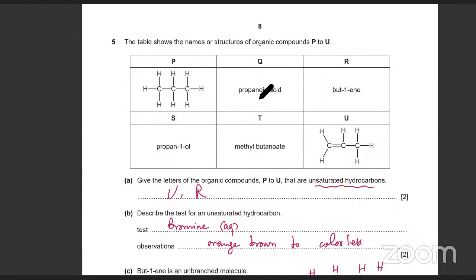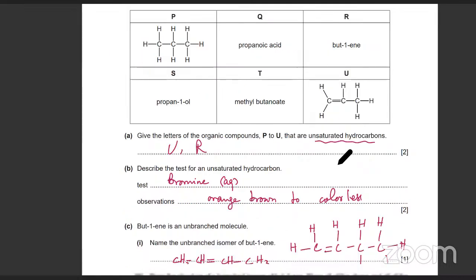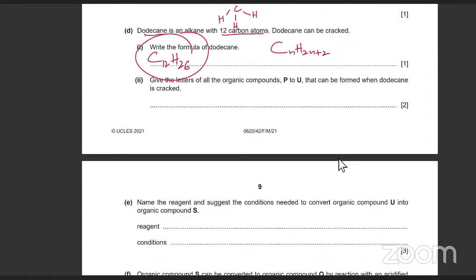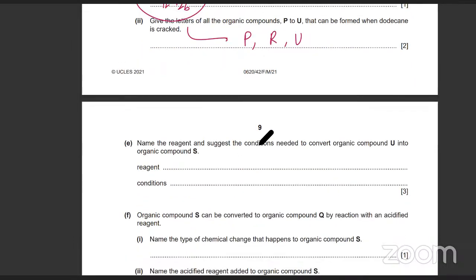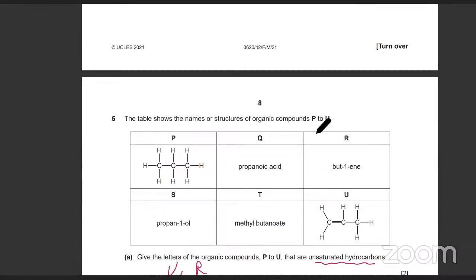ये नहीं form होंगे क्योंकि यहाँ पे oxygen आ जाता है. You don't have oxygen, right? So P, R, and U. So any hydrocarbon that's smaller than that. वो oxygen वाले alcohols or carboxylic acids I removed. Why? Because we didn't have oxygen. Now name the reagents and conditions needed to convert organic compound U into S. U to S. How do you go to S?